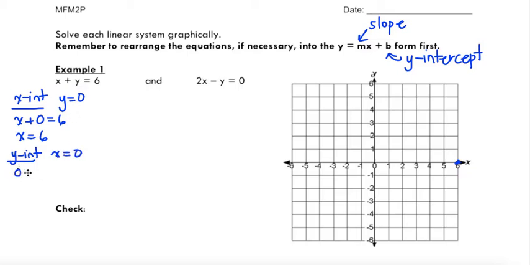If I was looking for the y-intercept, I need to substitute x equals 0 into my equation. So I have 0 plus y equals 6. So y is equal to 6. So then it crosses the y-axis at 6, so right here. So then what I could do is connect these two using a straight line.